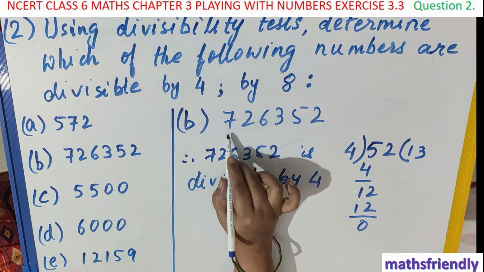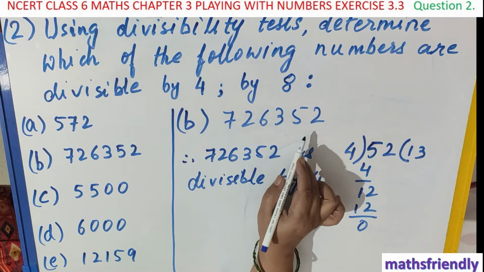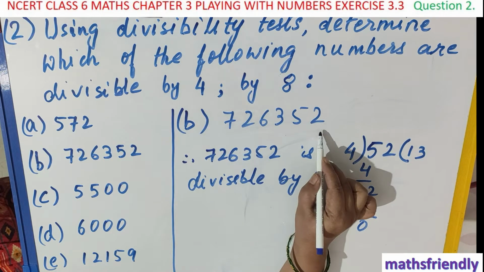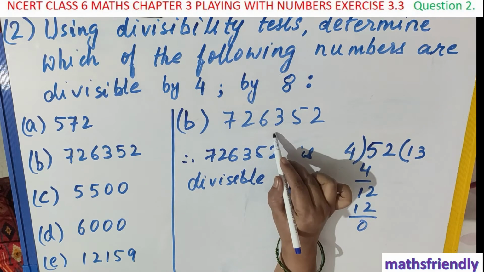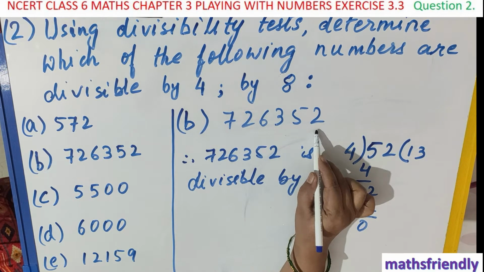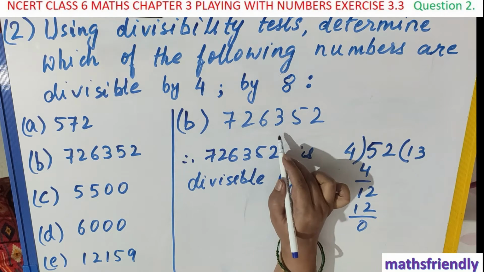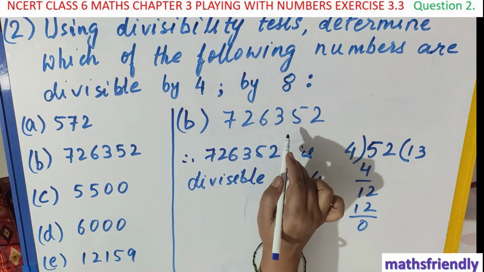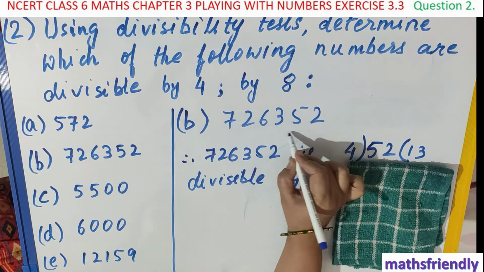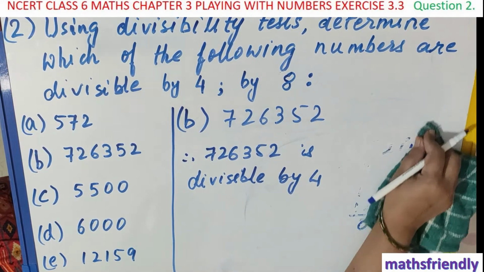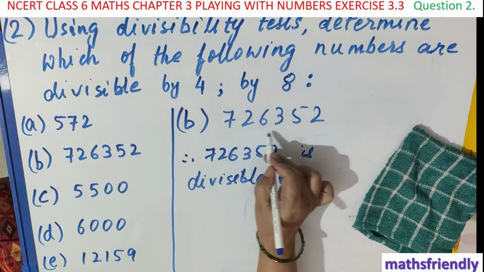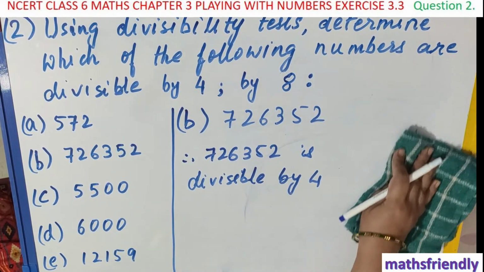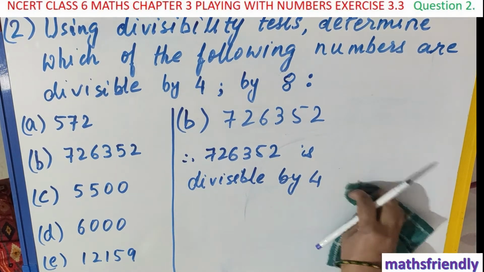Now let us check whether this number is divisible by 8 or not. For that, we have to check the last three digits, that is, the number formed by the digits at the ones, tens and hundreds places. We have to see whether the number formed by these three digits is divisible by 8 or not. If it is divisible by 8, it means this whole number is divisible by 8. This is the divisibility rule for 8.